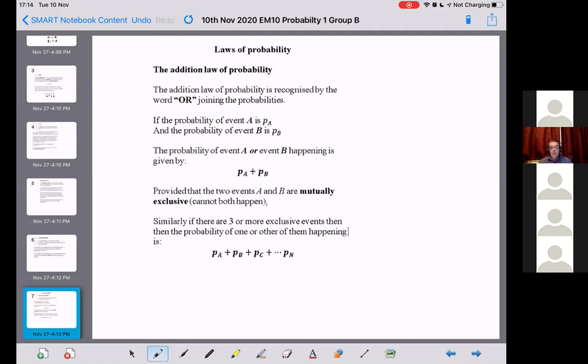Is everybody okay with the addition law? When you hear the word or between probabilities, you add them together. Condition being that they are mutually exclusive and cannot both happen at the same time. Yeah?